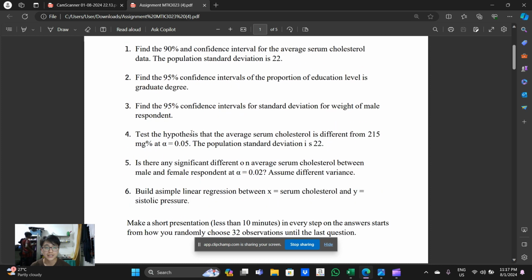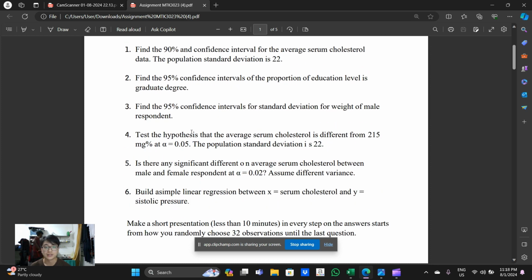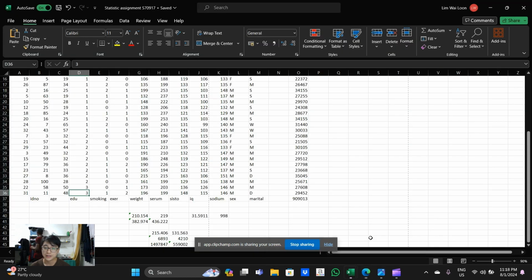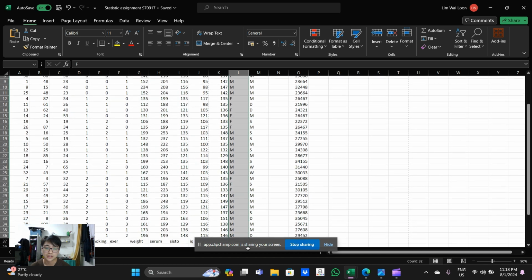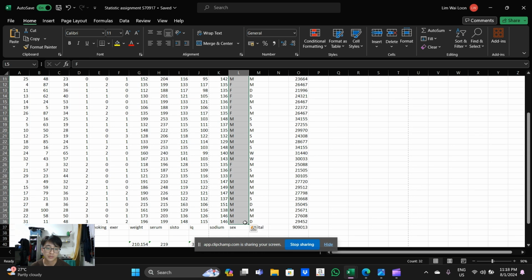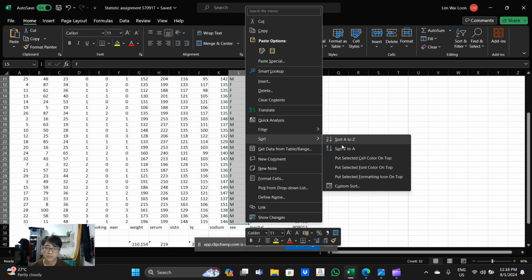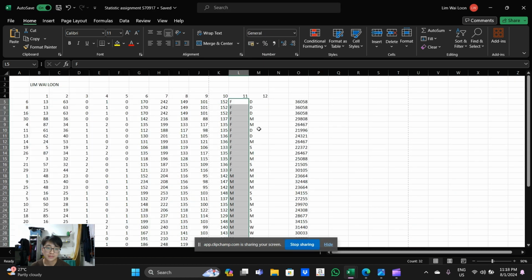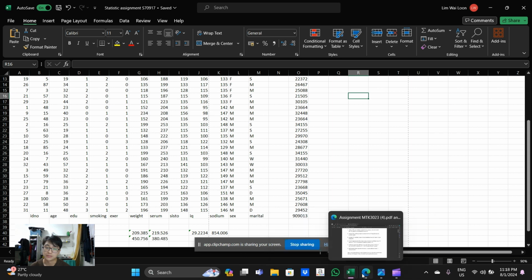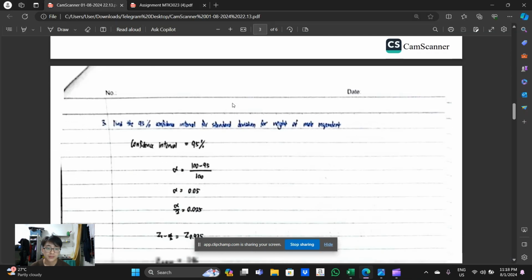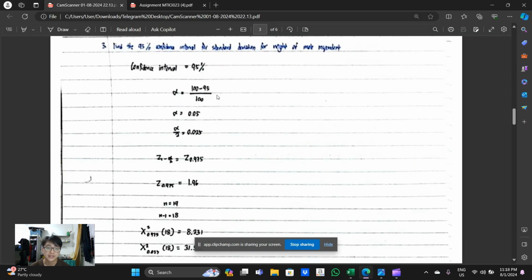Find the 95% confidence interval for the standard deviation for weight of male respondents. In order to find it, we must come back to the data and sort it out by gender. We can clearly see that there are 19 male respondents, so we put it here, 19.